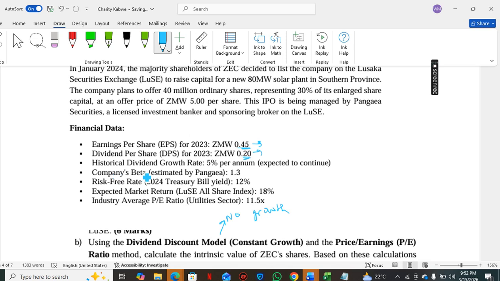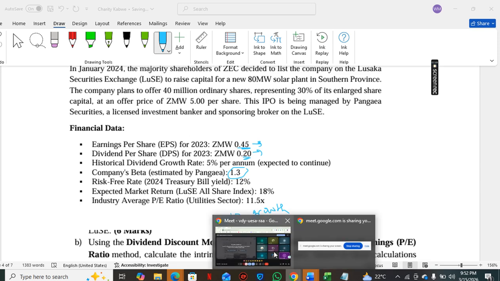Company's beta, equity beta. It measures the risk of the company in relation to the stock market. What risk are we talking about? We are talking about systematic risk.